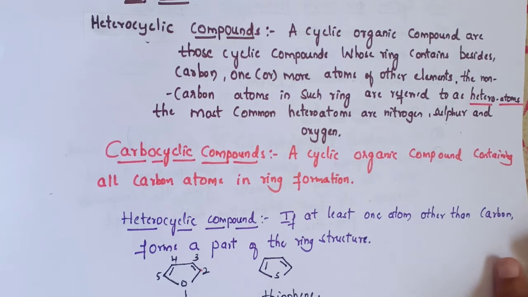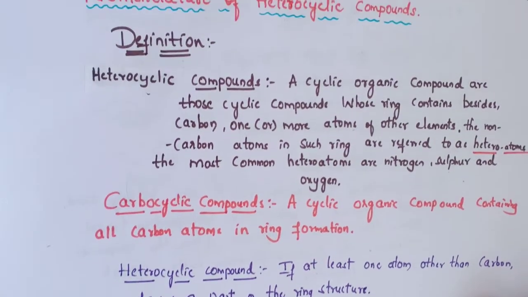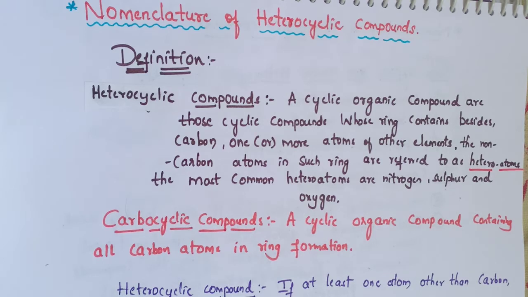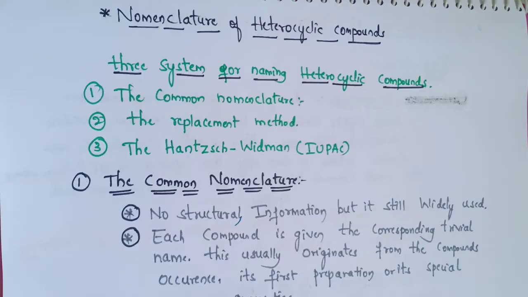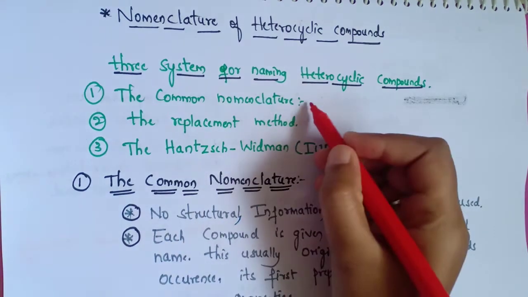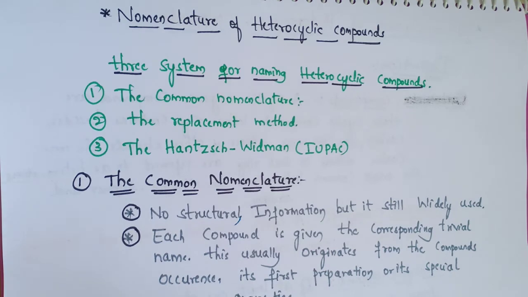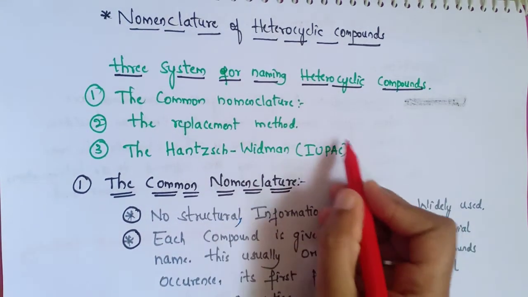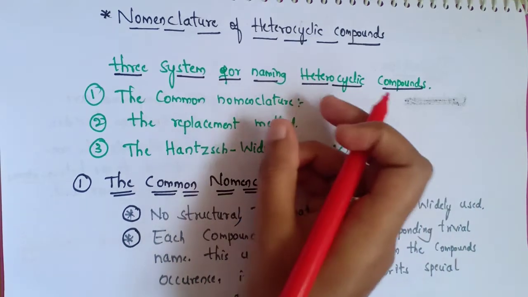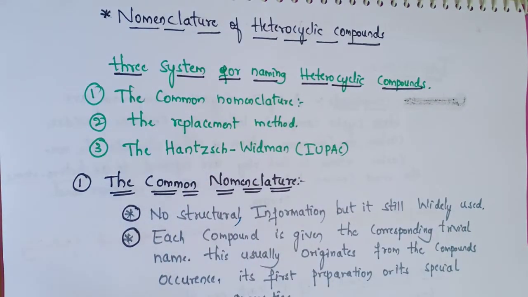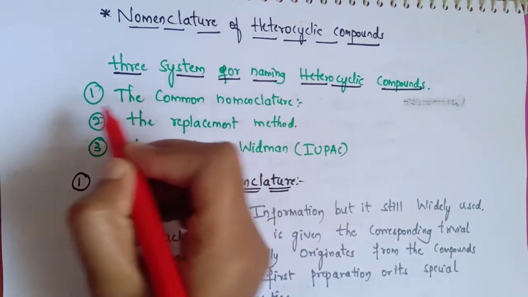Okay, now coming to our topic, the nomenclature of heterocyclic compounds. The nomenclature of heterocyclic compounds is of three types. We shall discuss all three types in today's video. The three systems for naming heterocyclic compounds are: the first one is the common nomenclature, the second one is the replacement method, and the third one is Hantzsch-Widman nomenclature. This is the IUPAC or systematic nomenclature, whereas the common nomenclature and the replacement method are the non-systematic nomenclature of these heterocyclic compounds.